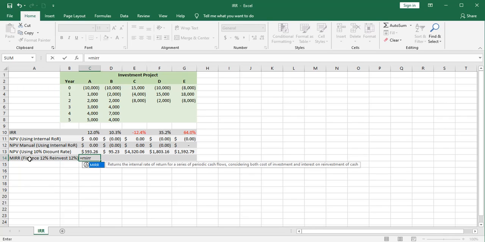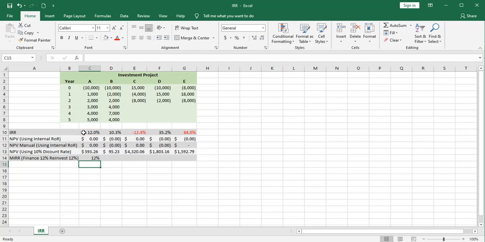In this case, I'm going to keep both at 12% just to see how far we drift from these numbers up here, some of which we know are not valid. So let's enter our values. The finance rate will be 12% and 12% on the reinvestment rate. I would expect to get an answer that is identical to this IRR. And it looks like we did. Let's take those out to see how close they are. Very close. Now let's drag that over here.